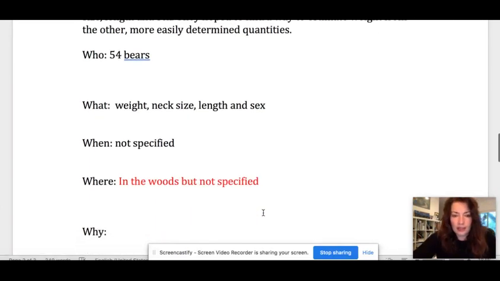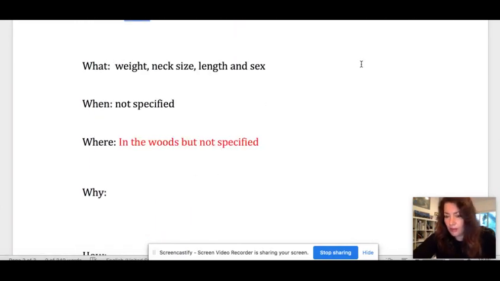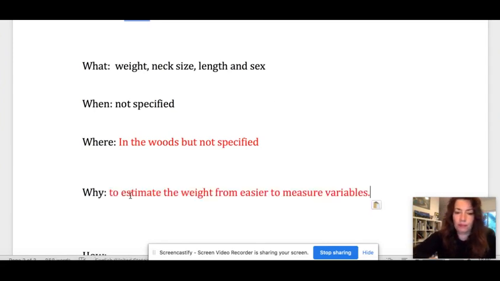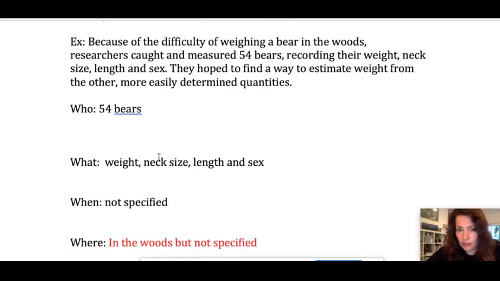All right, next is the why. It can use other variables to estimate easier variables. Right here it says researchers caught and measured 54 bears. So that's basically how it was done.